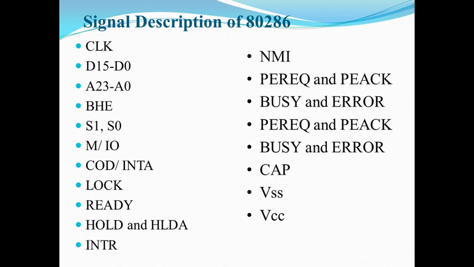The PEREQ, that is processor extension request, input requests the 80286 to perform data operand transfer for a processor extension, and PEACK, that is processor extension acknowledgement, active low output indicates to the processor extension that the requested operand is being transferred. It means allowance of the attachment, allowing that processor to work.